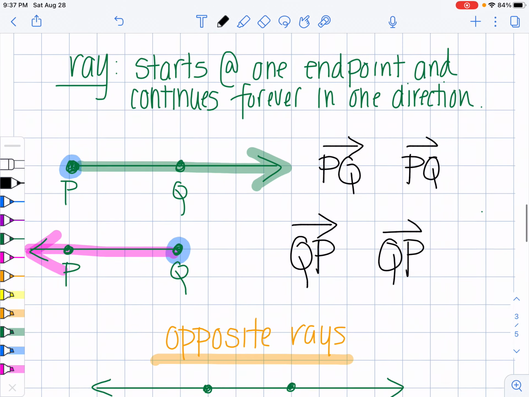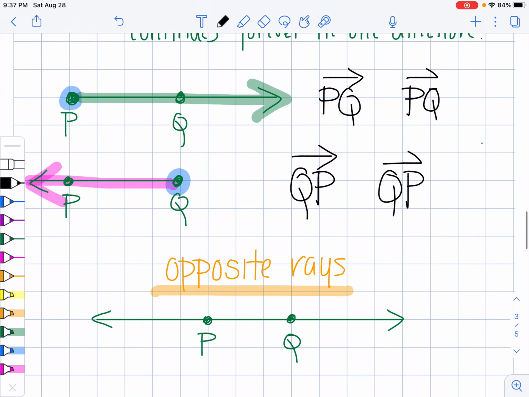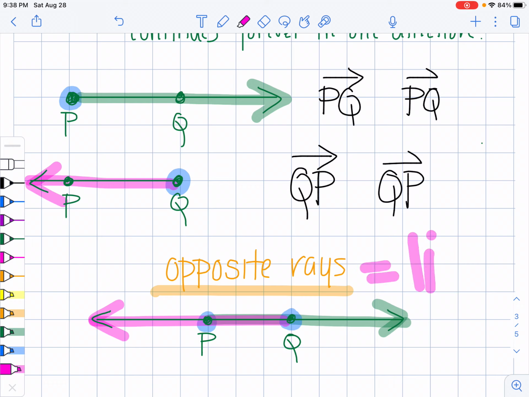Okay, but if we put them all together, we notice that we have opposite rays. So if we start at P and we go in this direction, or we start at Q and we go this direction, together, what do you notice opposite rays make? Yeah, opposite rays equal a line. They will not add together. Together, they will make a line.